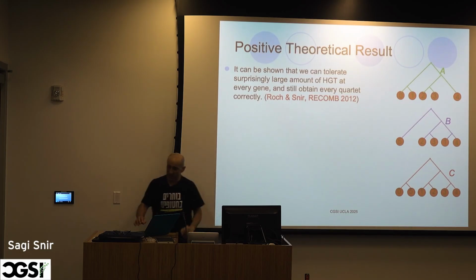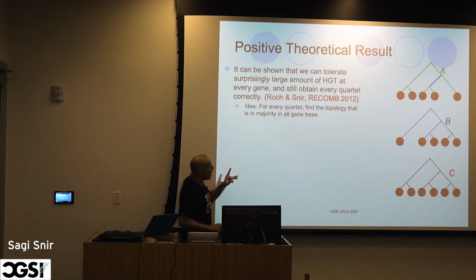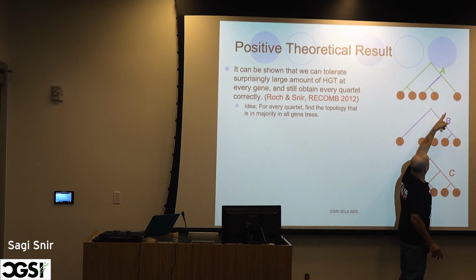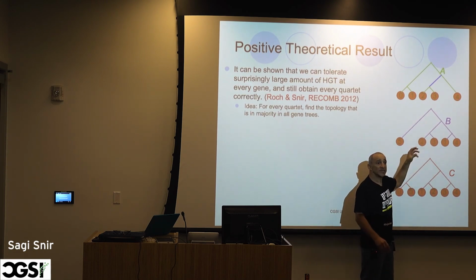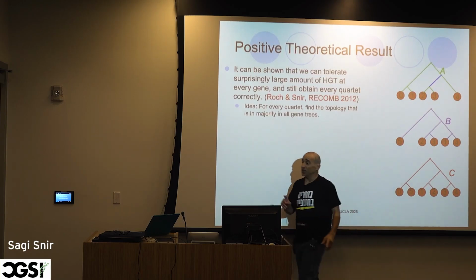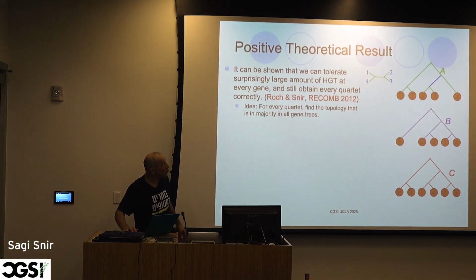And let's see how can we do that? So we have, for every quartet, find the topology that is in majority. We call it the majority quartet. So let's have a look at 1, 2, 3, and 4. So we see that this violet edge separates 2 and 3 from 1 and 4. So for that gene A, we have the induced quartet 1, 4 versus 2, 3.